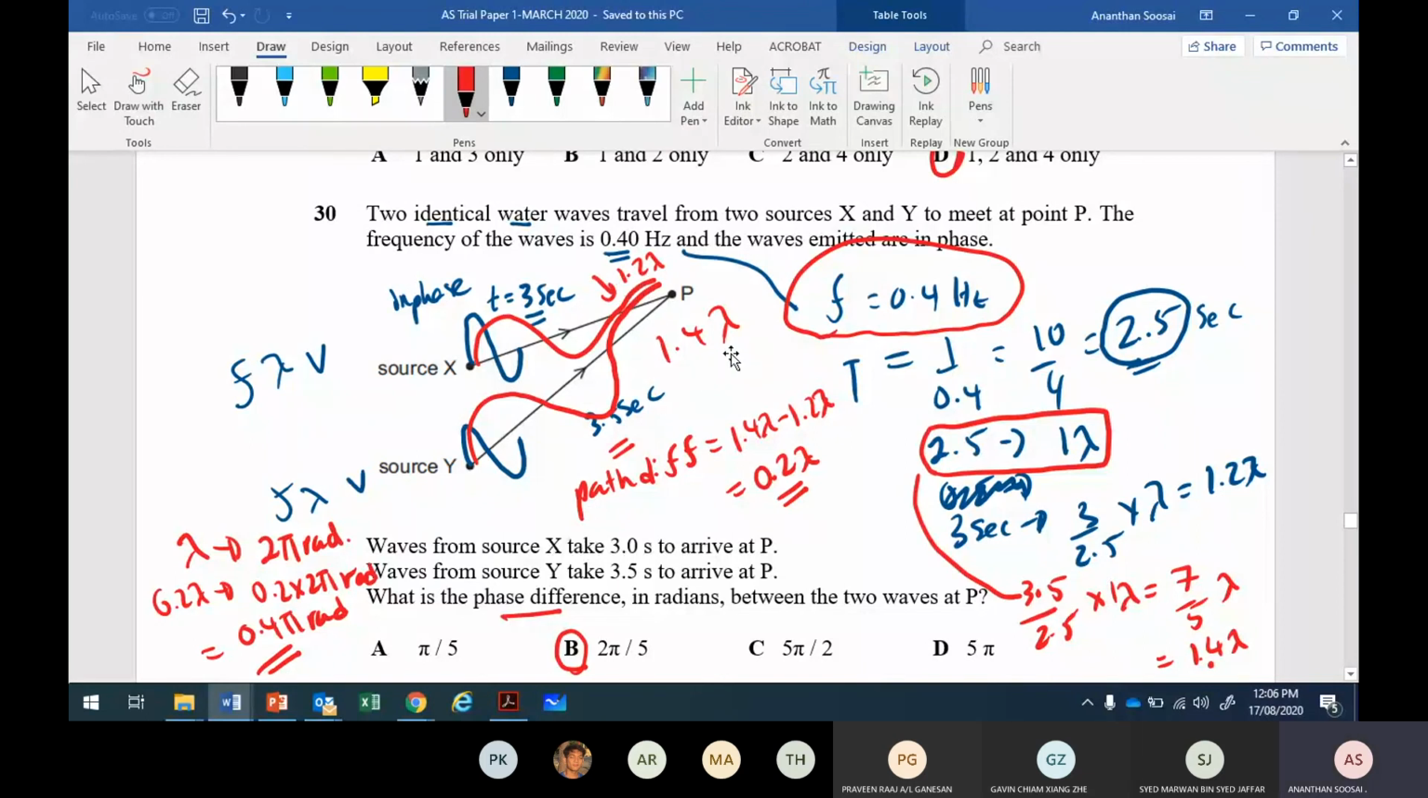So 1.2 lambda and 1.4 lambda. What is the path difference? 1.4 minus 1.2 is 0.2 lambda. So for 0.2 lambda, what is the phase? Here the working: 1 lambda is 2 pi, so 0.2 lambda is 0.4 pi. So the answer you get is B, 2 pi over 5. So this is the working you should do: find the path difference, and then from the path difference, the phase difference.